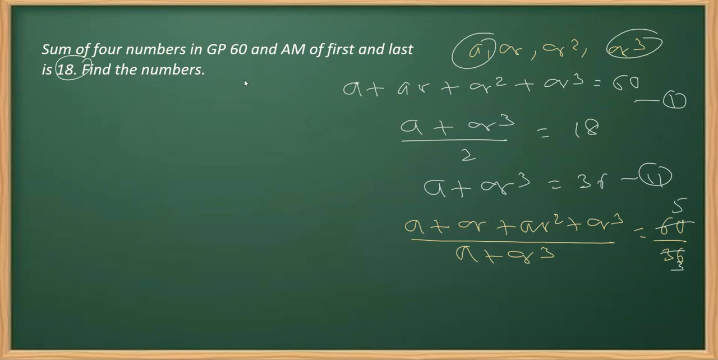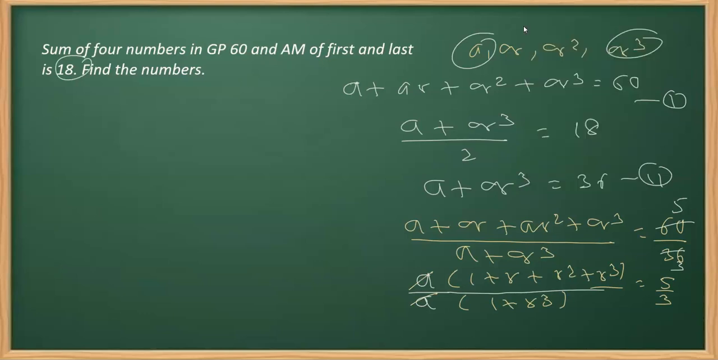We can take A common from the numerator and the same with the denominator. So if we take A common from the numerator, what do we get inside? It is 1 plus R plus R square plus R cube. And in the denominator, we are getting 1 plus R cube. And on the other side, we have 5 over 3. Now these get cancelled, as you know that this A and A get cancelled. For further simplification, I'm doing it on the other part of the screen.